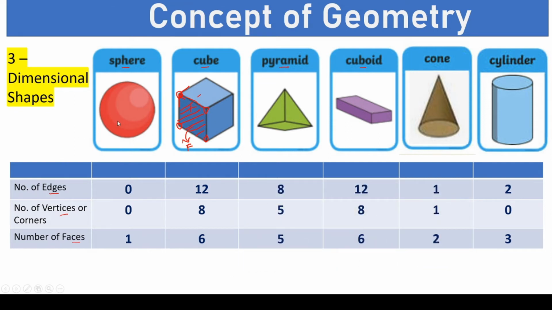Now, in case of a sphere, there is no corner and hence there is no edge. So, there are 0 corners and 0 edges. However, there is one surface that runs throughout the figure and hence the number of surfaces is 1. Now coming to the cube, this is made up of 2 squares and then joined parallelly.